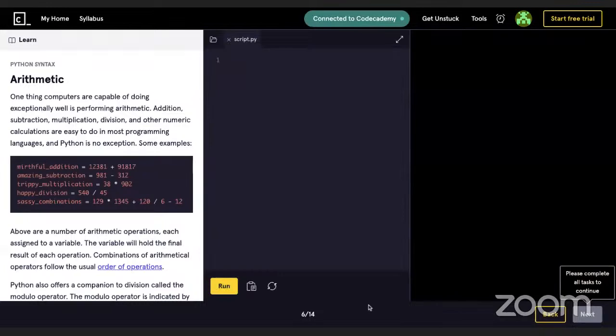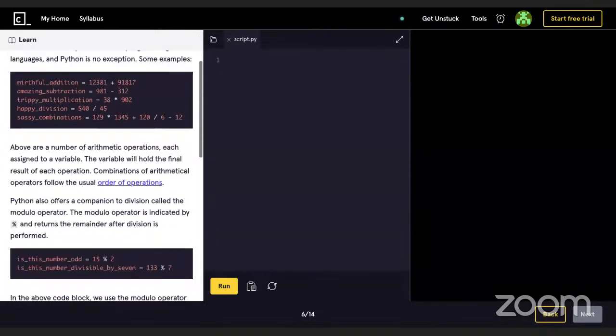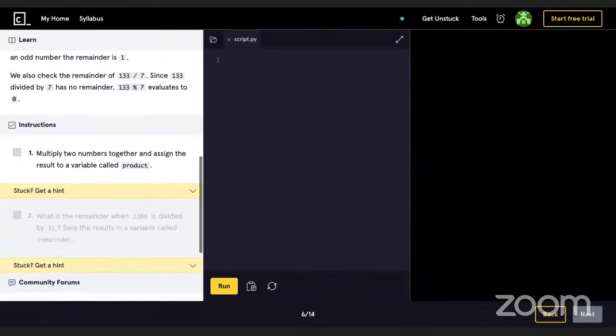Okay. All right. Now arithmetics. Multiply two numbers together and assign the result to a variable called product. So how do you do this? Who wants to help? Yeah, Sarah, right? Okay, yes, please.